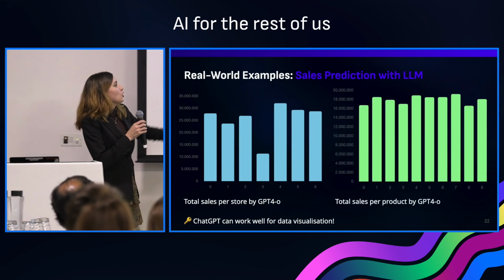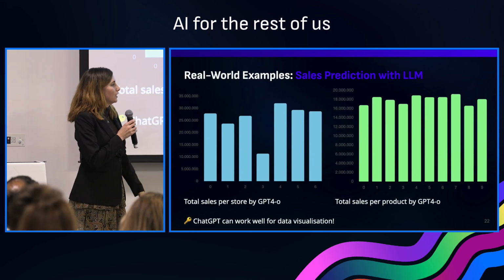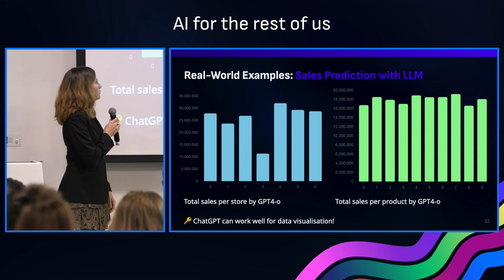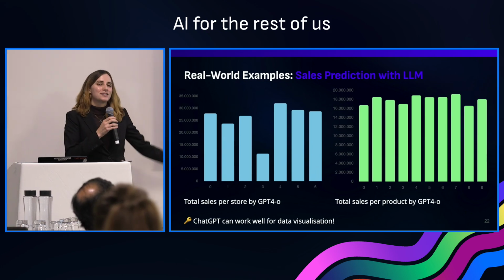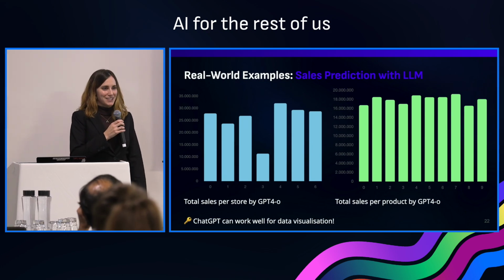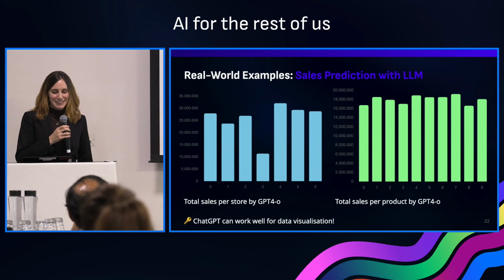And then it also outputted me the total sales per product. I was like, okay, well, thanks for nothing, I guess. But the takeaway from here is, well, ChatGPT can at least work well for data visualization. I guess that's some takeaway.